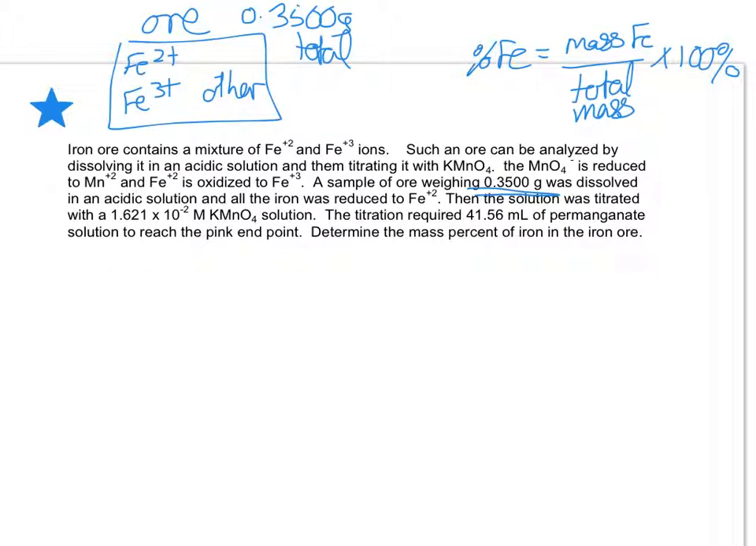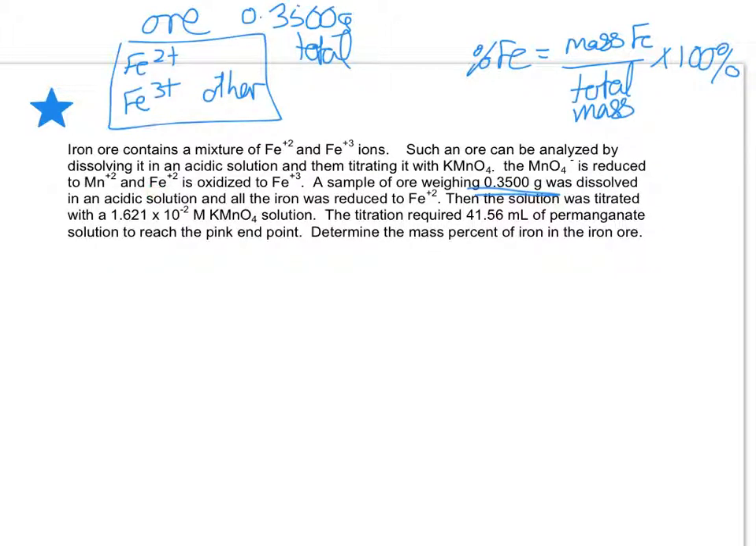Okay, so I don't know what the mass of the iron is, but I know what the total mass is. It's given to me. It's the 0.3500 grams. So I'm halfway done with this problem, right? I already have the total mass here, so all I need to find is just the mass of the iron. Pretty simple, right? Okay, so then it talks about this reaction between the permanganate ion and the Fe2+.